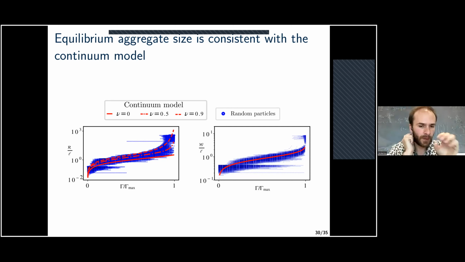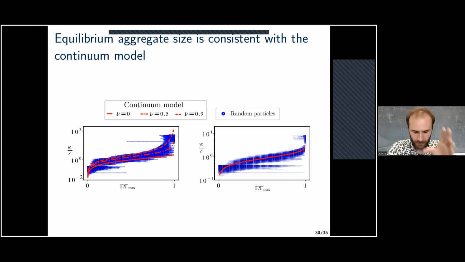What is quite remarkable is that all the random particles may have very weird mechanical properties, as we will see later. But despite this, they fall on the same set of curves. And moreover, quite remarkably, the continuum model still kind of works in this system.